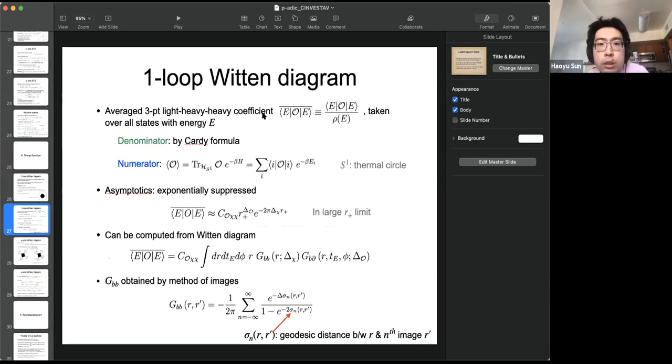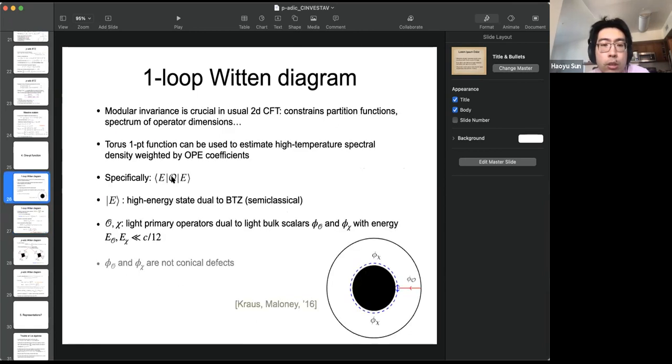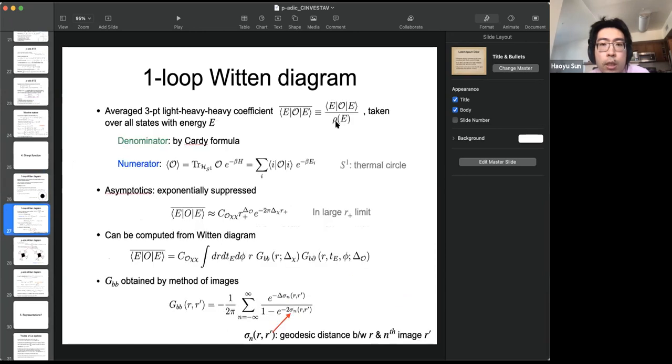One important quantity is this averaged three-point coefficient, which is defined as the OPE coefficients divided by the density of states at energy E. It is averaged in the sense that it is taken over all the states with the same energy E. The denominator, the density of states, is given by the famous Cardy formula in 2D CFT. And the numerator for an ordinary two-dimensional CFT can be easily calculated as a trace of the partition function inserted with the operator over the Hilbert space of a thermal circle.